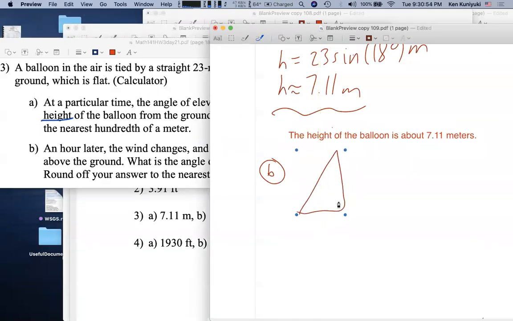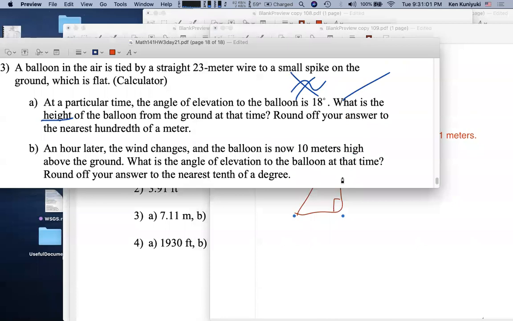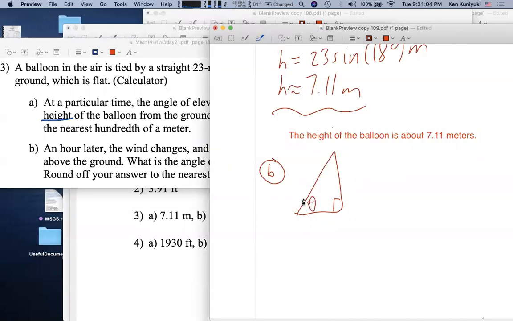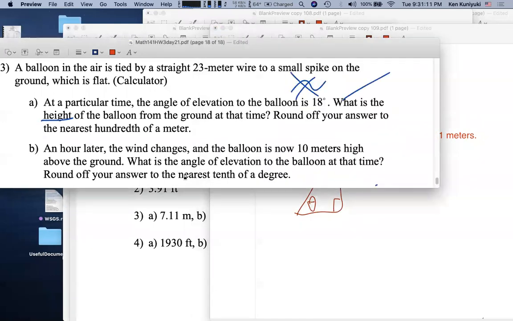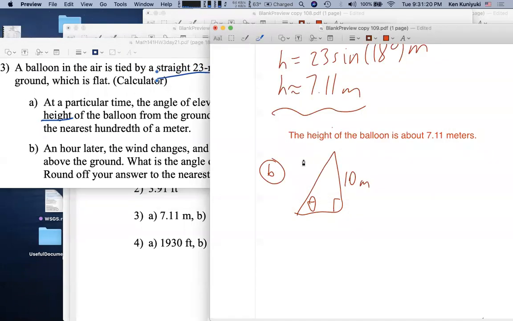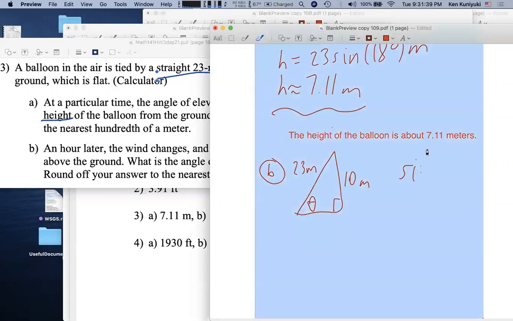Not to scale here necessarily, but looks like New Hampshire. The angle is going to be different. It's no longer going to be 18 degrees. The balloon is now 10 meters high. That's 10 meters, that's supposed to be vertical. What's the angle of elevation to the balloon? But see, the constant is that it's still a 23-meter wire, right? The hypotenuse is still 23 meters. What relates angle, opposite side, and hypotenuse? Again, sine, but this time you're going to punch what button on your calculator? You're going to punch inverse sine, right? That's a key hint. You're going to be using inverse sine.